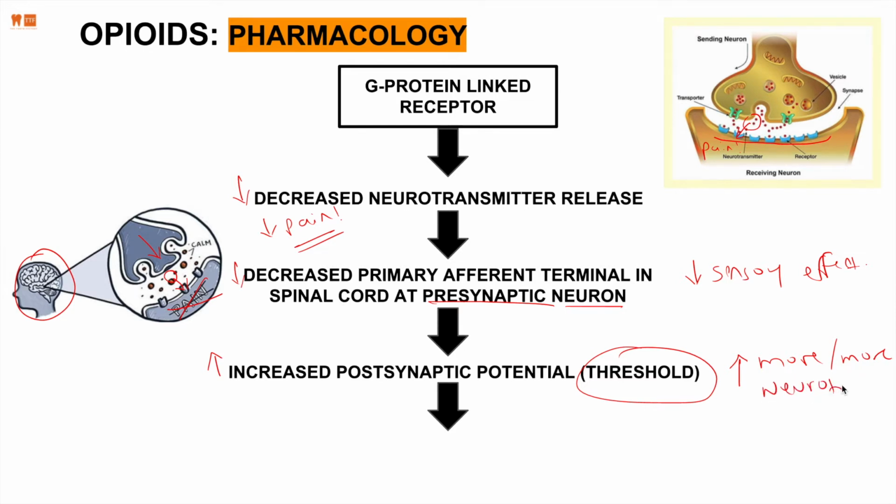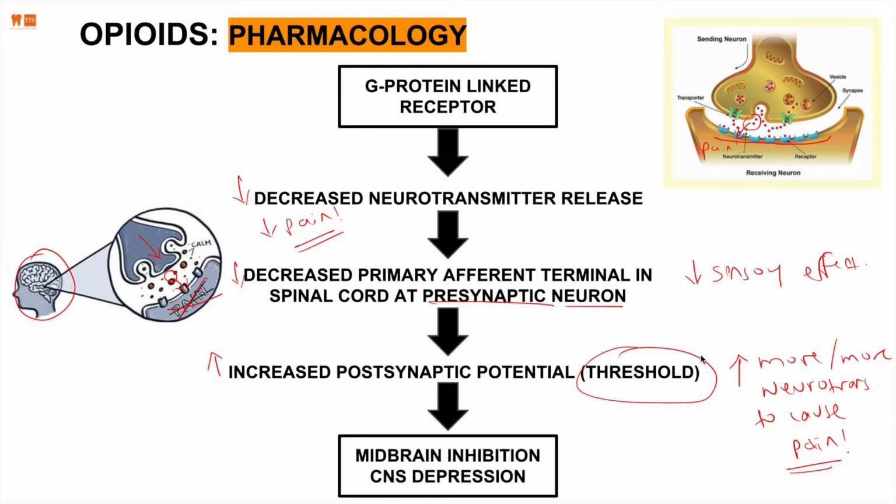Therefore, now we need more and more neurotransmitters to cause pain. So look at how opioid is working. It is causing a decrease in the release of neurotransmitters that cause pain, and it also increases the threshold of the receptors on the postsynaptic membrane, which increases the pain threshold. Therefore, you need more neurotransmitters. So it's blocking pain at both ends, and it's an effective pain inhibitor.